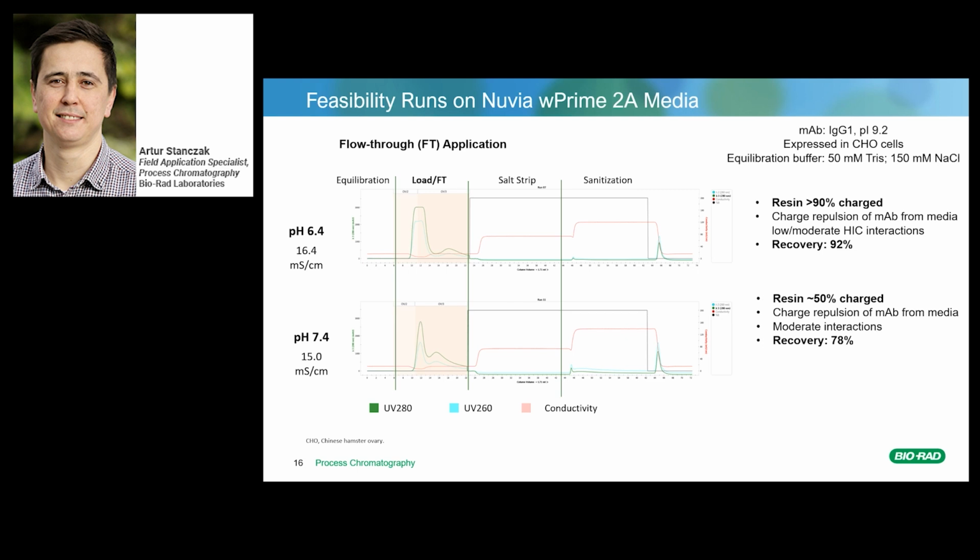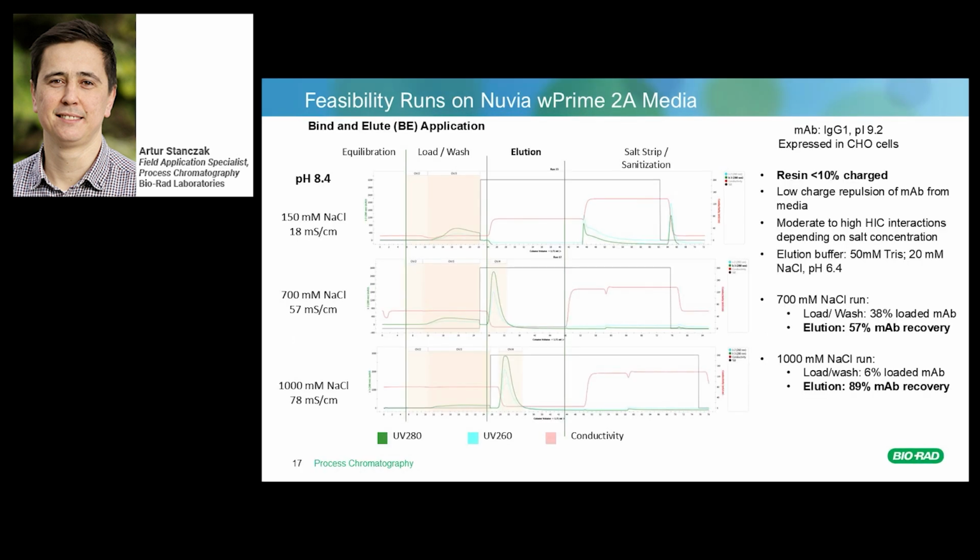We apply this method at pH 6.4 and 7.4, where the mAb is positively charged, ensuring sufficient repulsion between the ligand and the product. Chromatography runs were performed at moderate conductivity. At higher pH, repulsion decreases, leading to lower recovery but better impurity clearance. Impurities were removed using high salt washes and caustic sanitization.